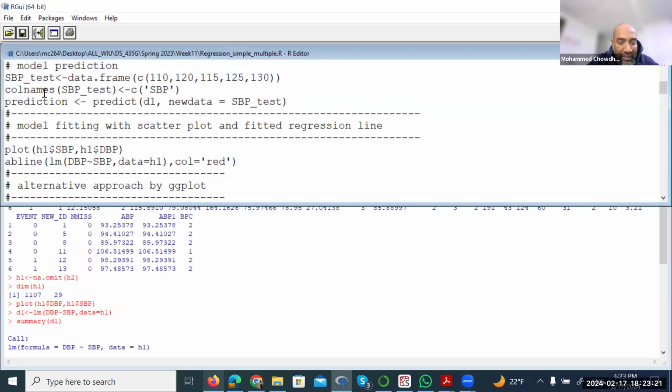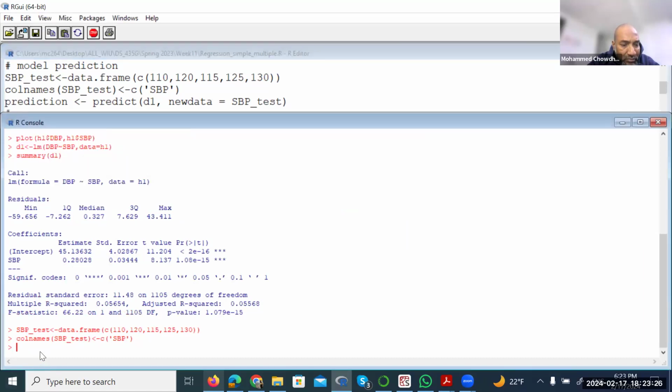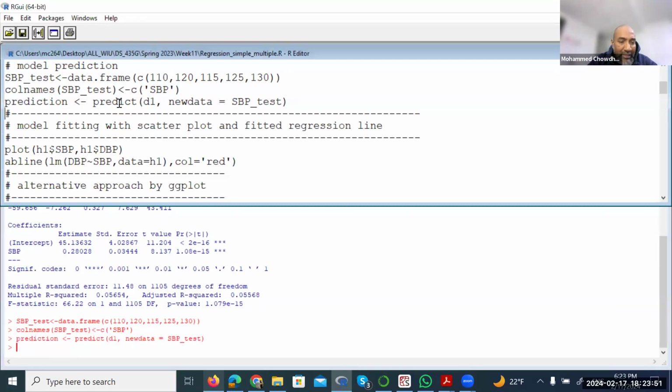And we name it in this format. And the data is known as the SBP test. And I want to predict now. So see how the prediction R code is written. Predict D1. So D1 is the output from my linear model fitting. Here is the D1. So I am predicting D1 for the new data. So if I predict these things, I got this.